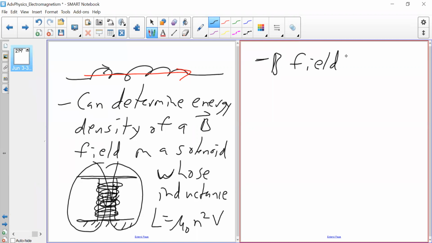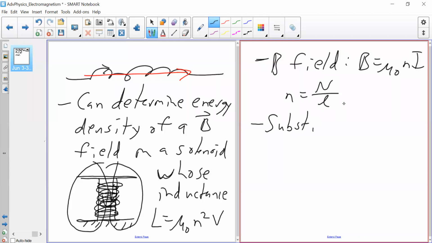Magnetic field of a solenoid from a previous chapter: B equals mu naught n I, where n is a number density of the wire turns, number of wire turns per length. Substitute L and I, where I is equal to B over mu naught n.